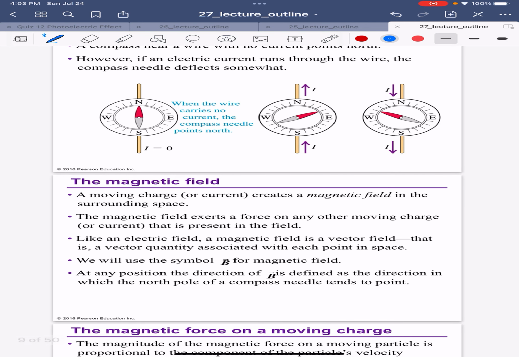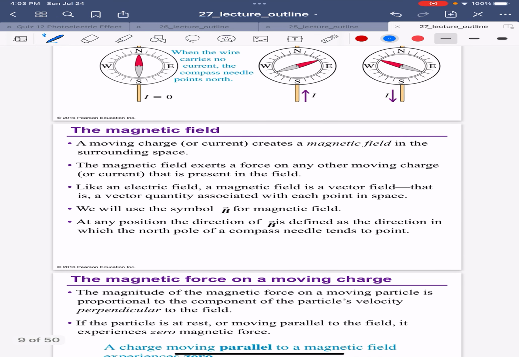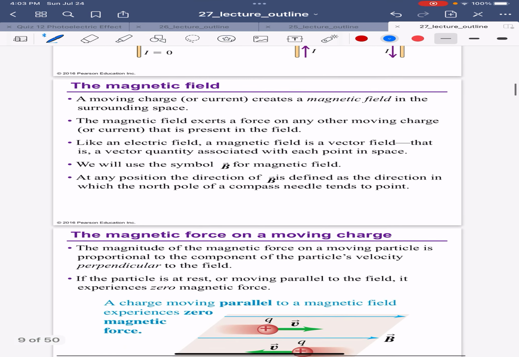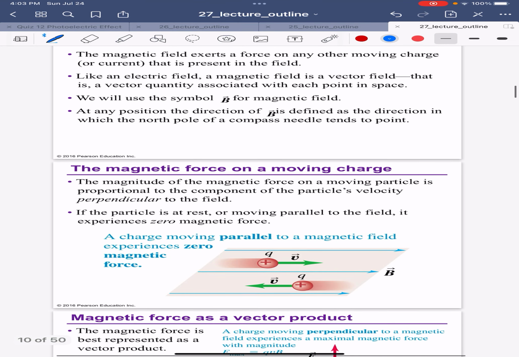Like an electric field, a magnetic field is a vector field, a vector quantity associated with each point in space, and we will use uppercase B with an arrow for the magnetic field. At any position, the direction of B is defined as the direction in which the north pole of a compass needle tends to point. That is really a convention that we are going to use.